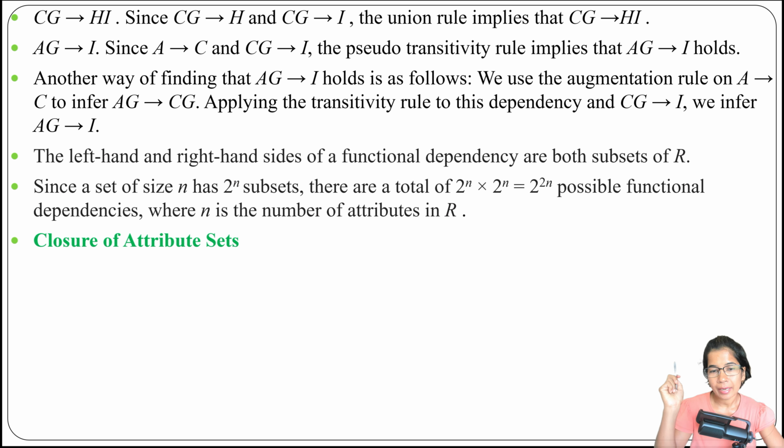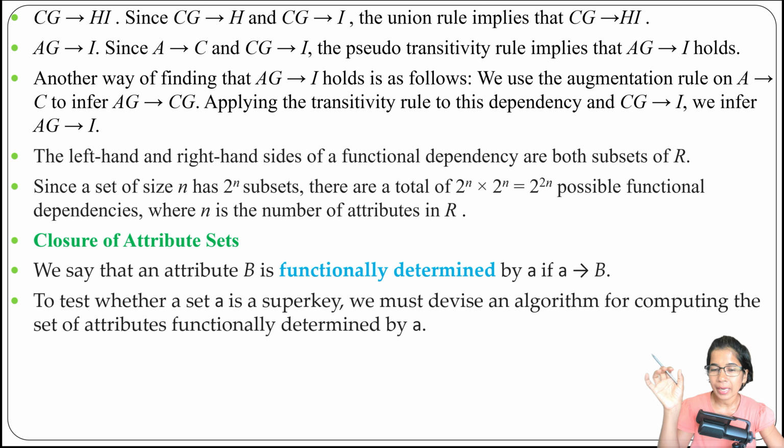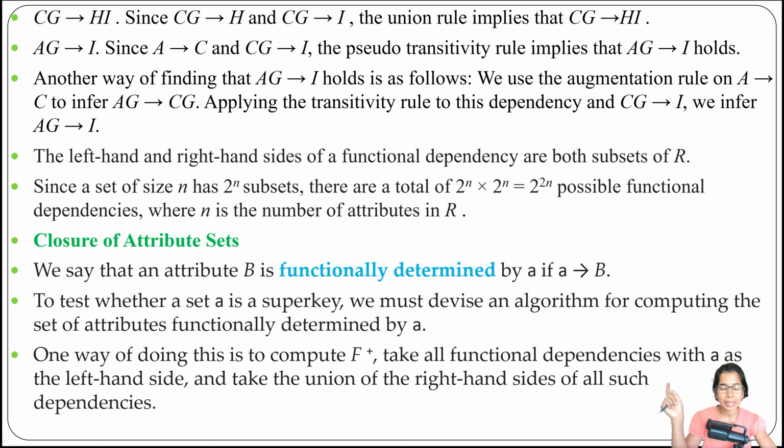Suppose A is an attribute and from A we can derive B. Then we can say attribute B is functionally determined by A. If A can derive all the attributes of that relation schema, we can say A is the superkey of that relation. So how do we find that? We can find F plus, the functional dependency closure, and if the left side is the same, we can take the union of all the right sides, and that will be our attribute closure.